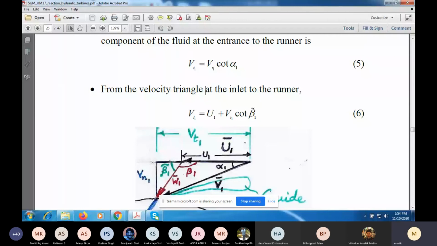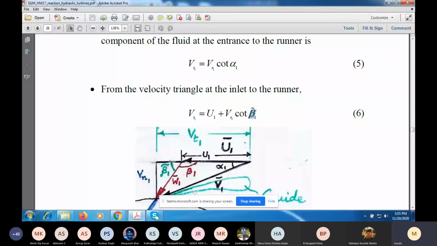So if you look at the same flow velocity Vn1 and take not cot of alpha 1, not cot of this angle, but cot of beta 1, you'll get this value, this small length over here. To that, if you add U1, you get again Vt1. So if we equate equations 5 and 2, we have a relation between alpha 1 and beta 1 tilde, which is 180 minus beta 1 or pi minus beta 1.